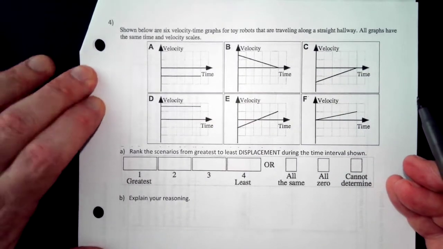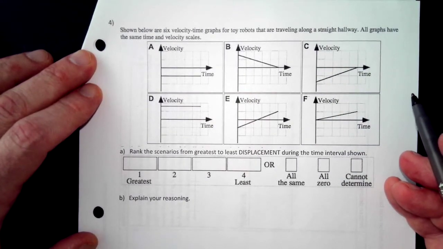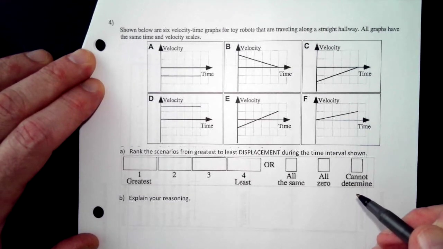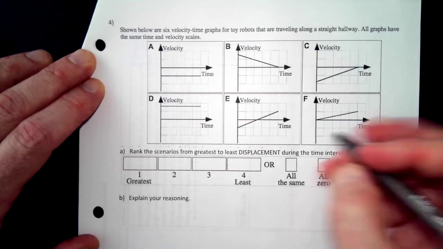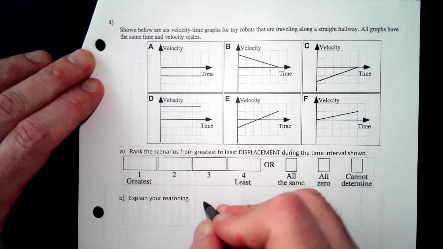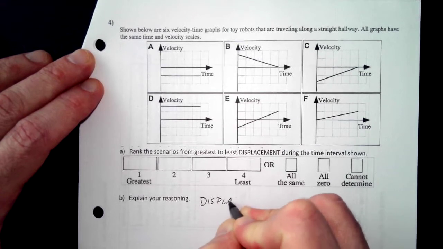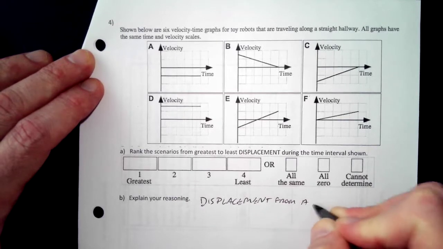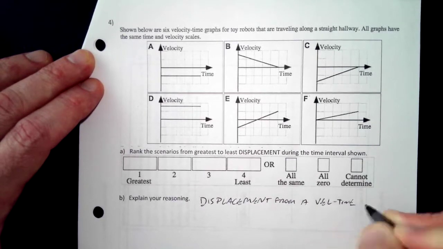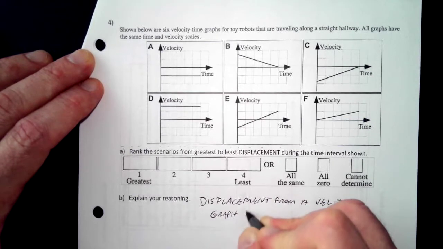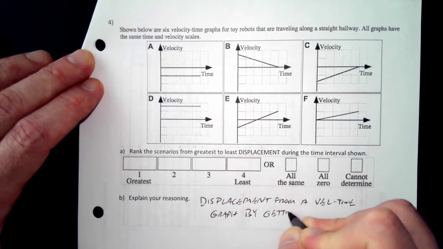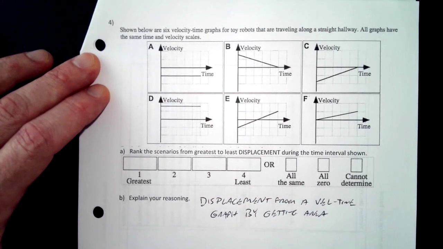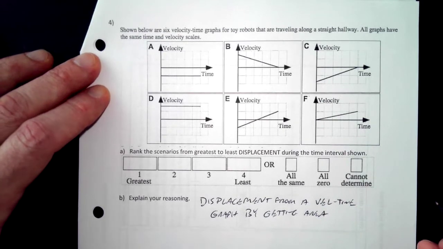I've got 6 velocity time graphs. All of them have the same time and velocity values. If I want to know displacement, I have to find area. So I'm going to write that down here as my reasoning. I can get the displacement from a velocity time graph by getting the area. So you have to literally just quickly find areas.